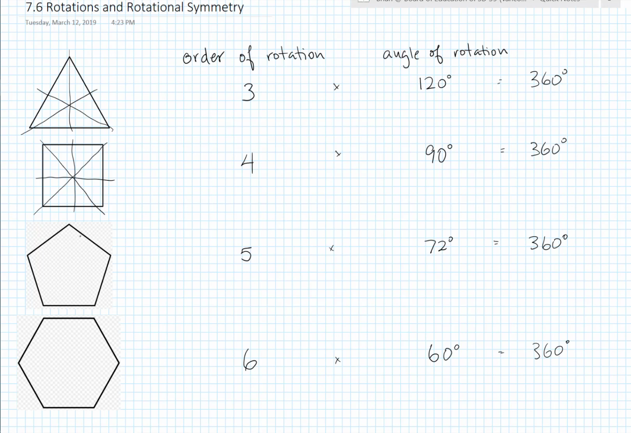And similarly, for a pentagon, there are 5 lines of symmetry. You can imagine going from any vertex to the opposite side. Which one am I missing here? There we have 5 lines of symmetry, and so on. So the number of lines of symmetry that an object has is similar to the order of rotation. Now, let's take a look at the dynamic example.